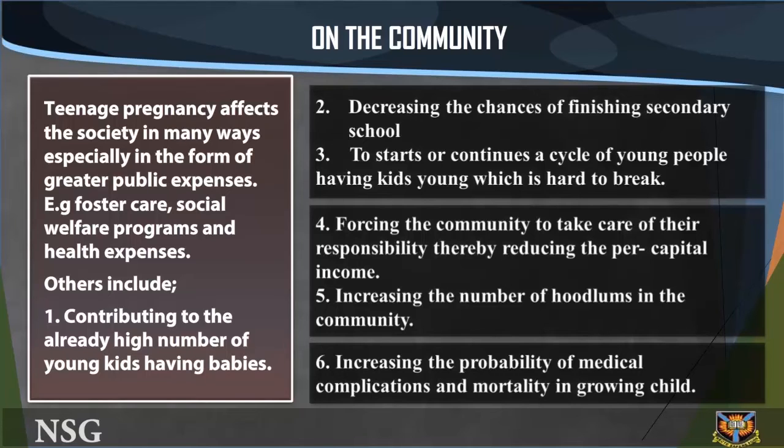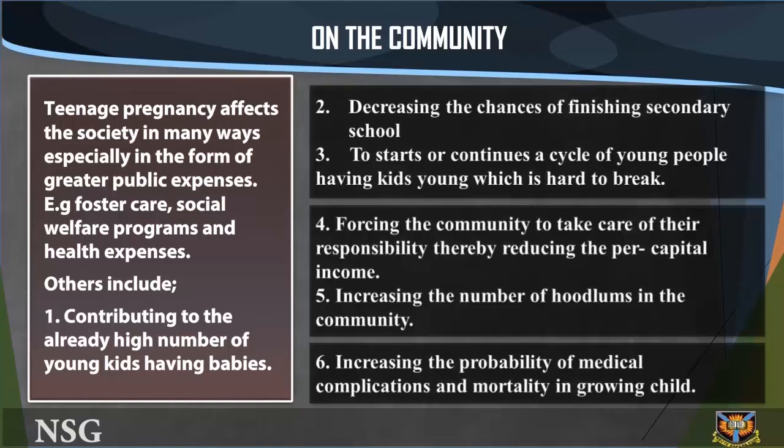Some examples of these expenses are foster care, social welfare programs, and health expenses. Pregnant teenagers do not have a life built up to support a baby, so they often need the help of those around them. This help comes in the form of informal community support, such as babysitting or hand-me-down baby essentials. Others include: 1. Contribute to the already high number of young kids having babies.